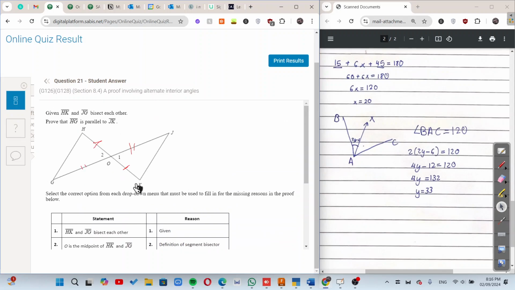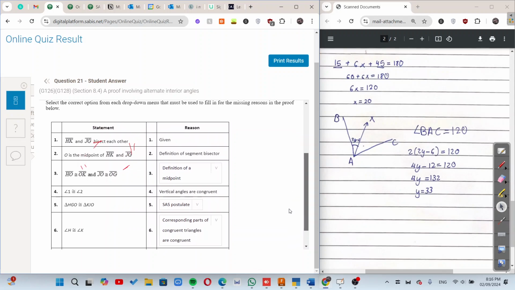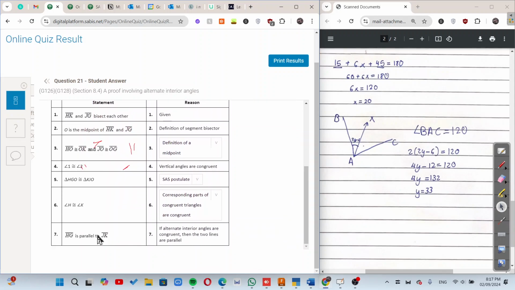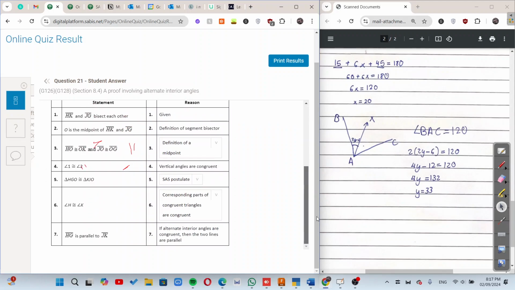H and K are congruent. Why? It's because of CPCTC, corresponding parts of congruent triangles are congruent. Now HG is parallel to JK, and this is because if alternate interior angles are congruent, then the two lines are parallel.